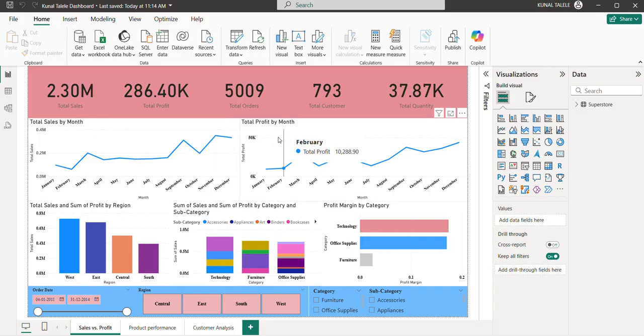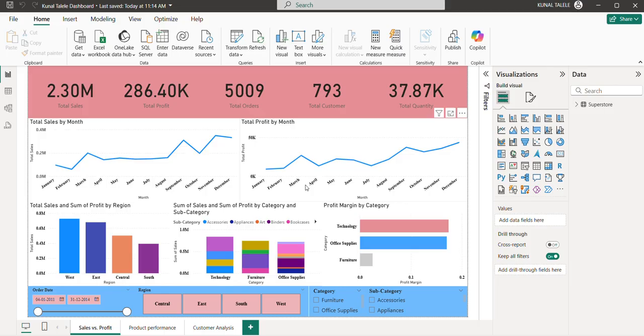The next is total profit by month. The profit trend follows the sales pattern but highlights certain months where profit dips despite good sales. This visual helps track business seasonality and identify high or low performing periods.